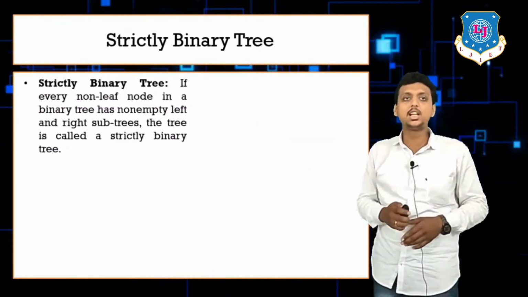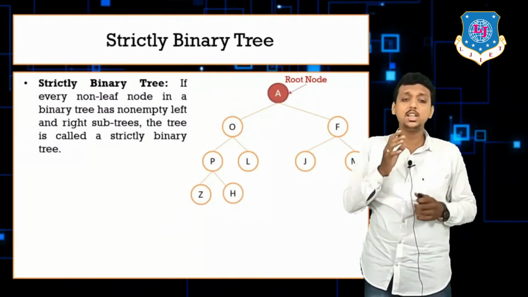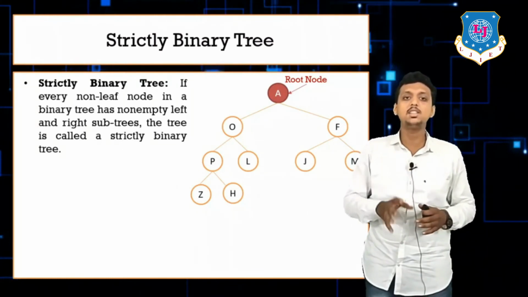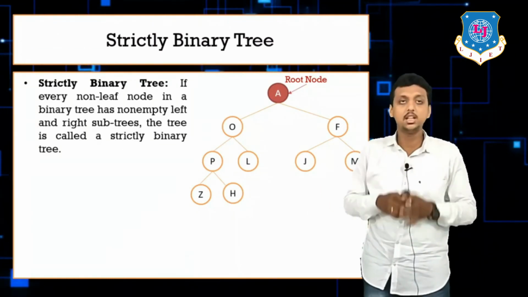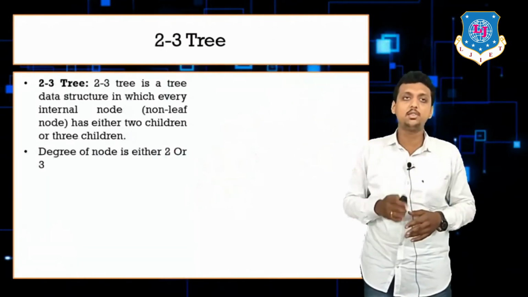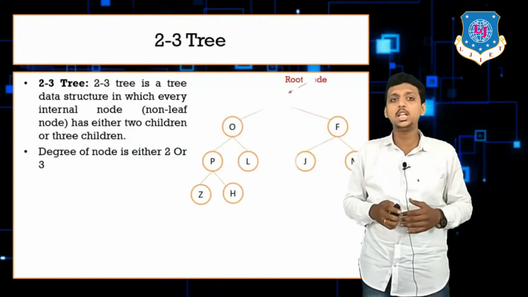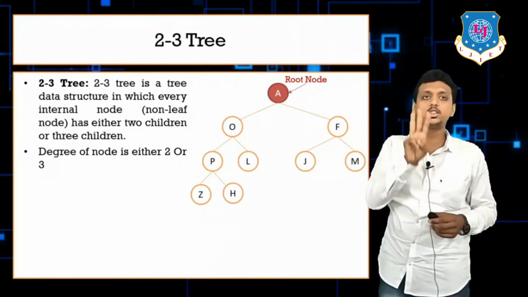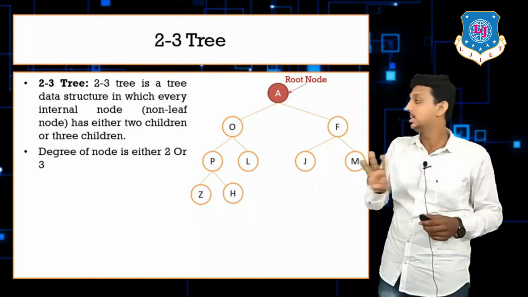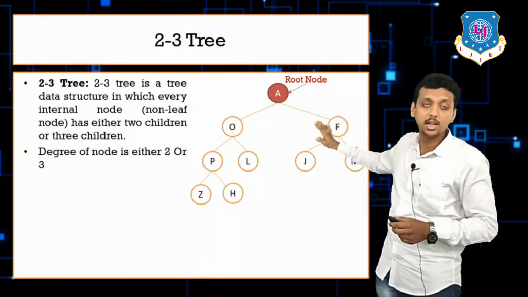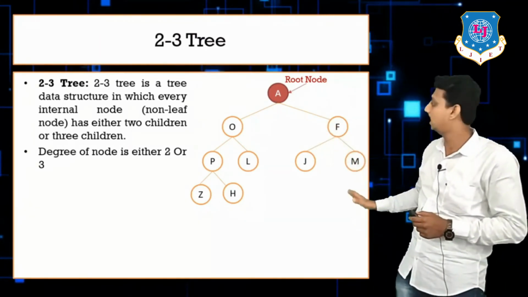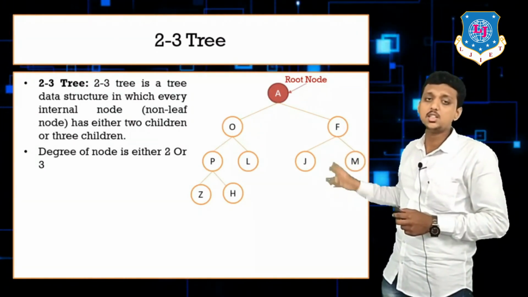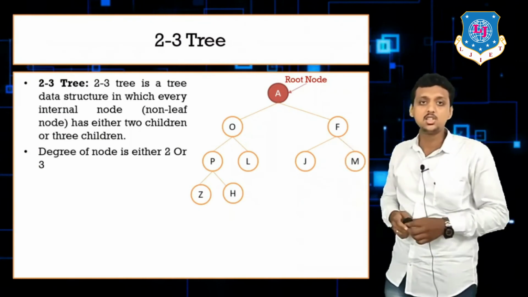Now strictly binary tree, students. In a strictly binary tree, each and every non-leaf node contains a non-empty left and right subtree. So that is known as strictly binary tree. Now next we have 2-3 tree. Students, in a 2-3 tree, each node contains either 2 or 3 children. This is not a binary tree. I am again repeating, this is not a binary tree. This is a 2-3 tree where each and every node contains either 2 or 3 children.